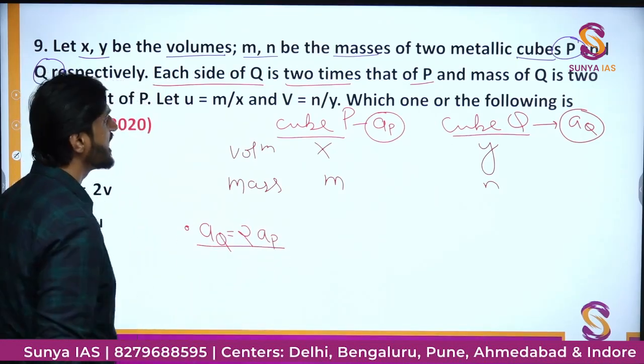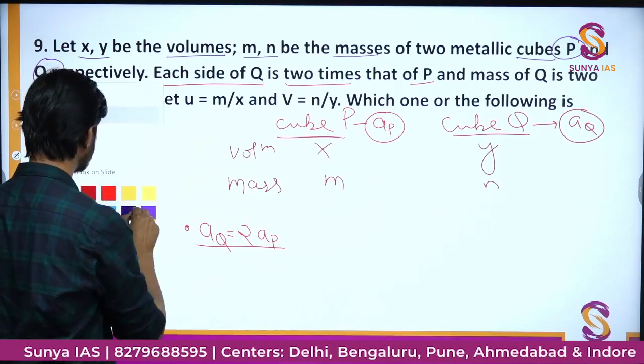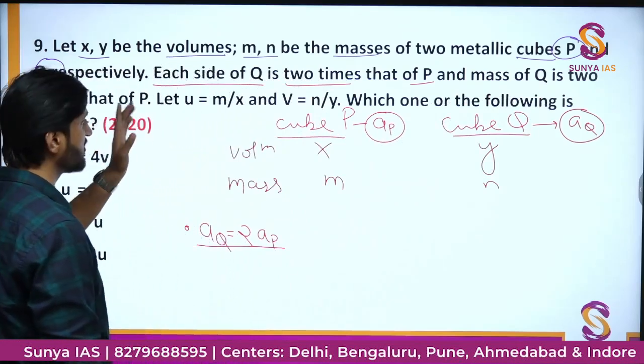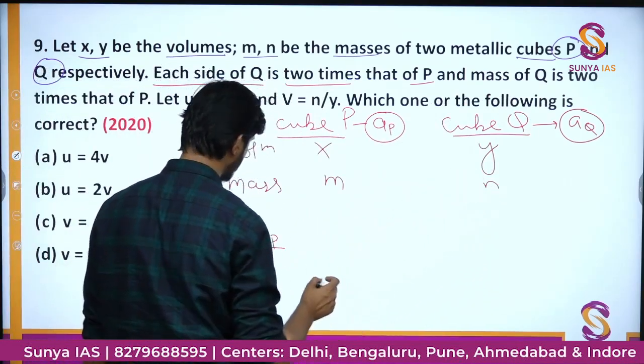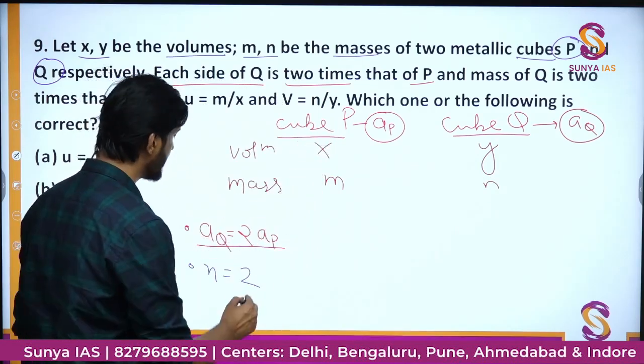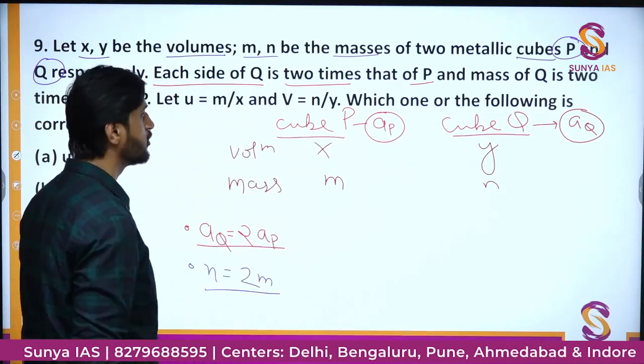Okay. After that it says mass of Q is 2 times that of P. So mass of Q is what? N is 2 times mass of P, which is nothing but M. So we have this one more equation.